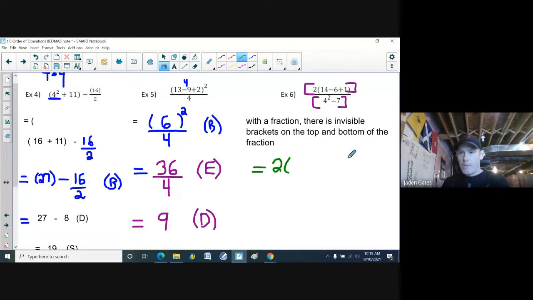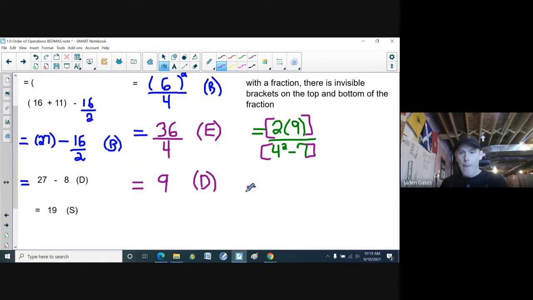But on the top, I got 14 minus 6 plus 1. 14 minus 6 is 8. Then I add 1. So it's going to be a 9 on the top. All right. So I figured out that bracket. Now on the bottom of the fraction, there is no bracket. So I still got a 4 squared minus 7. Now keep in mind again that the top of a fraction you got to figure out first. The bottom of a fraction you got to figure out first. All right. So we're still doing that.